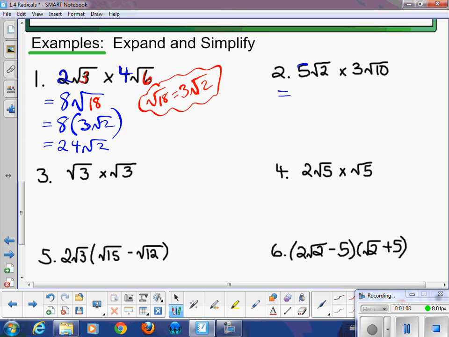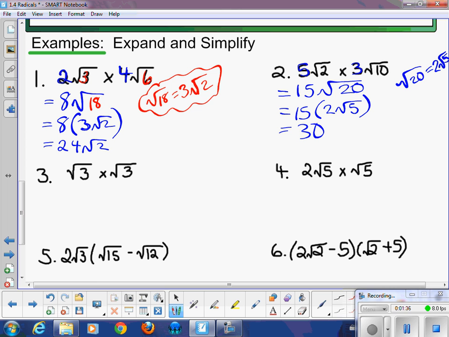I do the 5 times the 3, and I end up with 15, and then the 2 times the 10, which is 20. Square root 20 is the same as 4 times 5. 4 is the perfect square, and I'm left with root 5 in there. So you could write it like this step if you want, so that you are keeping less in your head. So 15 times 2 is 30, so we end up with 30 square root 5.